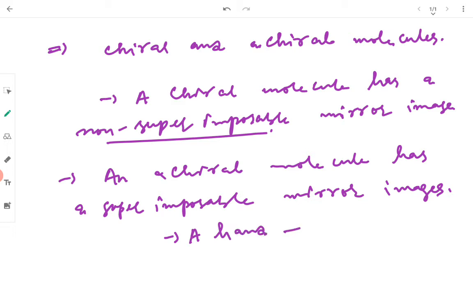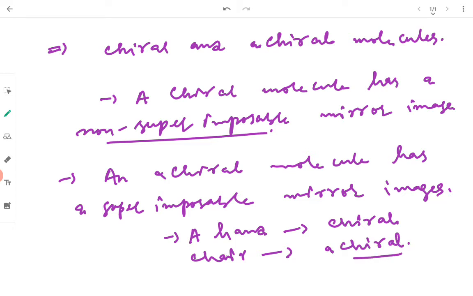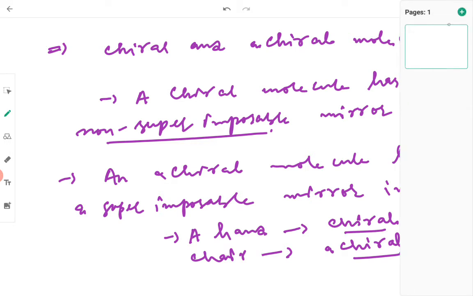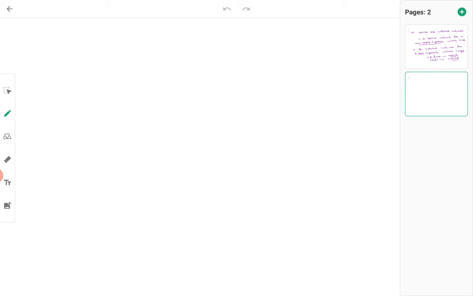I said that a hand has a non-superimposable mirror image, so we call it chiral. A chair has a superimposable mirror image, so we call it achiral. We'll limit our discussion to molecules. So I will give you some examples to make this topic easier for you to understand. Let me give you some examples.